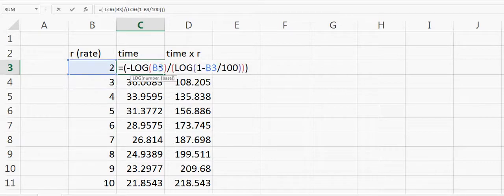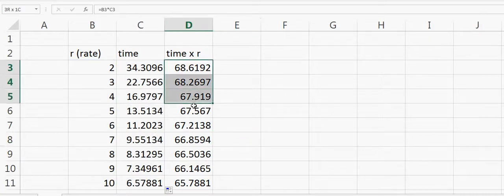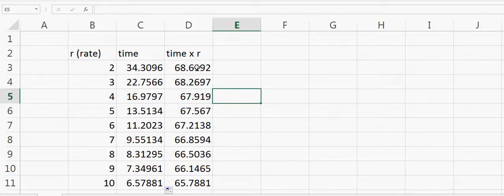This should not be log of rate, it's log of 2. So we have to do this, and now you can see that time into rate is always very close to 70. So that's why we always use the rule of 70. We can also call it the rule of 68 or rule of 69, but this is all about the approximation.